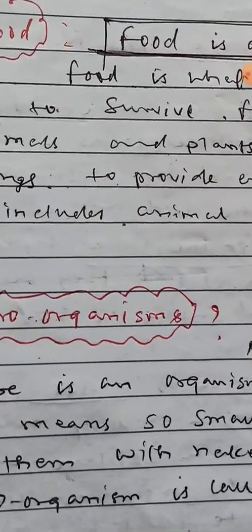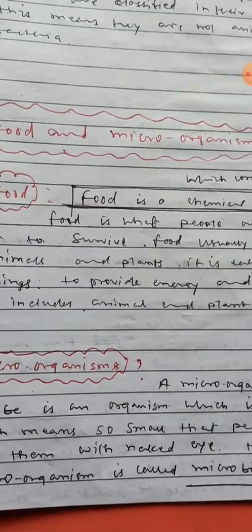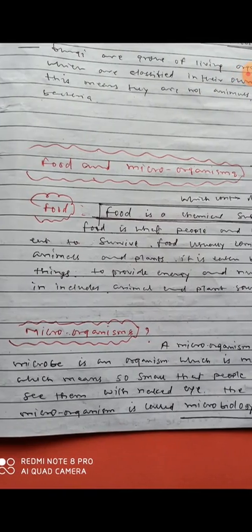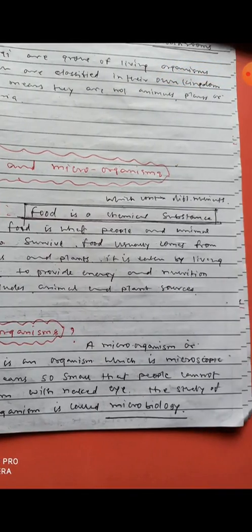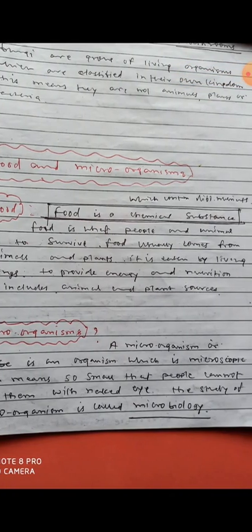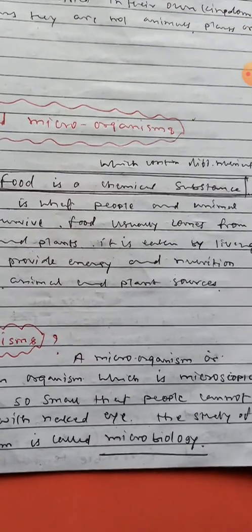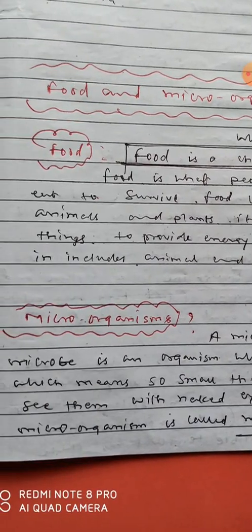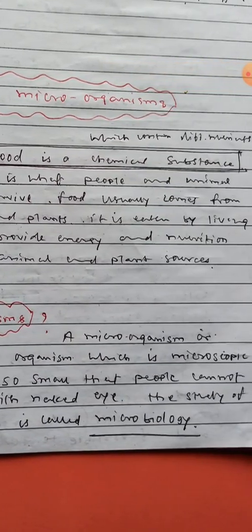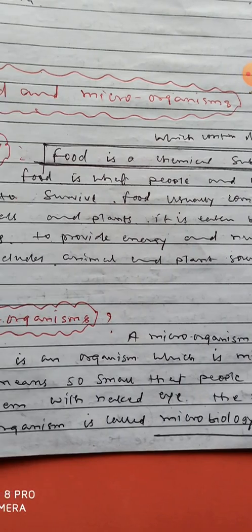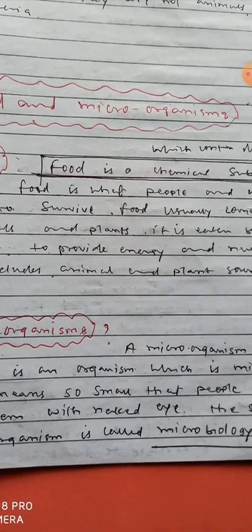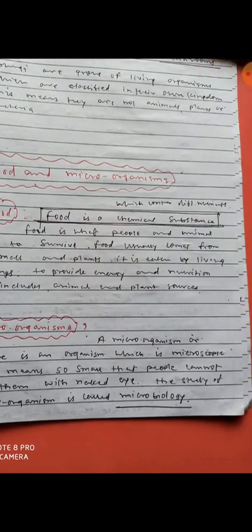Exactly what are microorganisms? Now you see that. Microorganisms, or microbes, are organisms which are microscopic, which means so small that people cannot see them. With the naked eye we cannot see the microorganisms because they are microscopic, and the study of microorganisms is called microbiology.